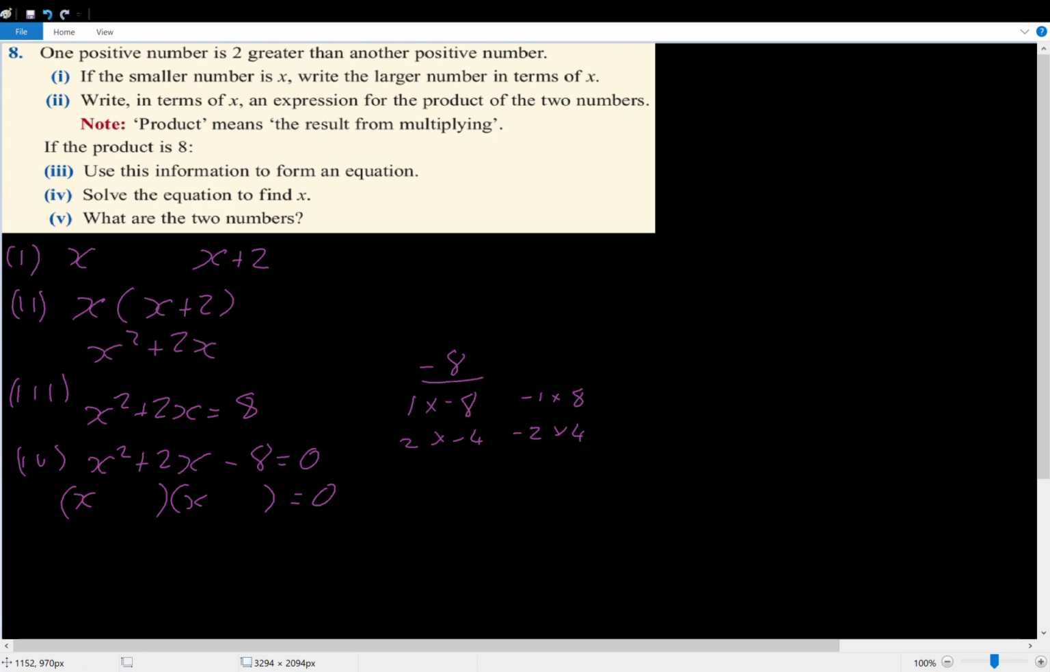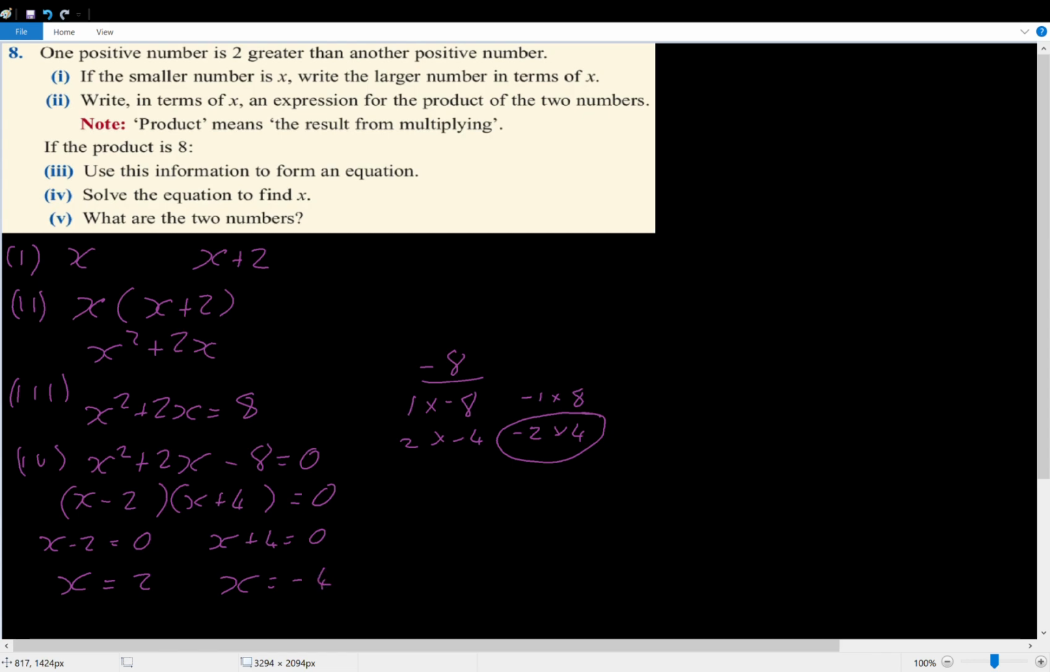1 minus 8 is minus 7, so that's no good to us. Minus 1 plus 8 is 7, also no good to us. 2 minus 4 is minus 2, so we're closer, but we're not quite there. Minus 2 plus 4, that gives us 2. So it's going to be this one just in here. We're going to put them in, and we get x minus 2, x plus 4. And then we take each of our brackets and set them equal to 0 separately. So we get x minus 2 equals 0, and x plus 4 equals 0, which means x equals 2, and x equals minus 4.